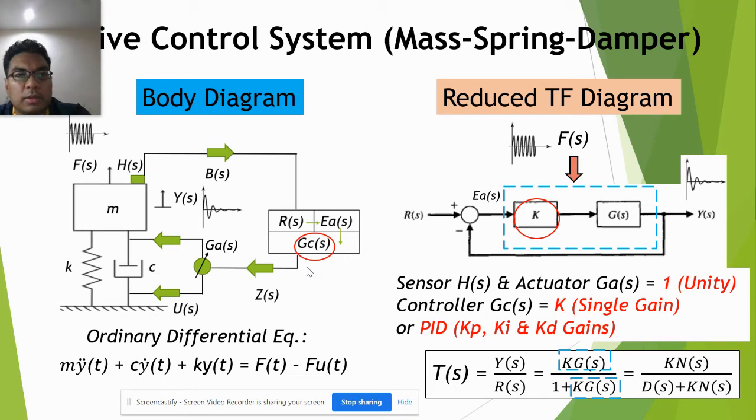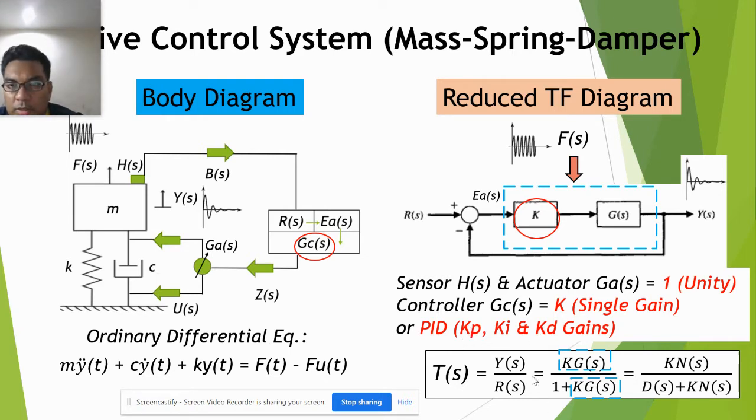This is the reduced transfer function diagram, where from this complicated body diagram we can reduce it to a more simplified form. We can assume the sensor and actuator transfer functions to be unity, equal to 1. For the controller in this lecture, we only consider K as a single gain, also called a proportional gain. Later, in the next lecture, I will introduce how we can tune the control system more effectively by using PID controls.